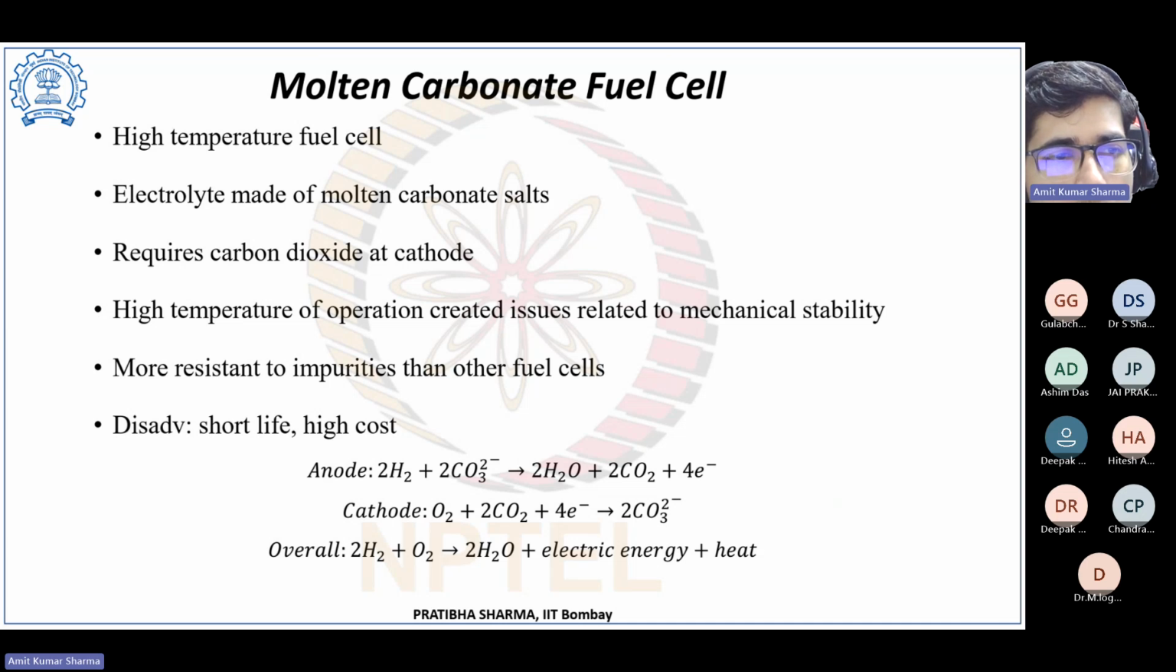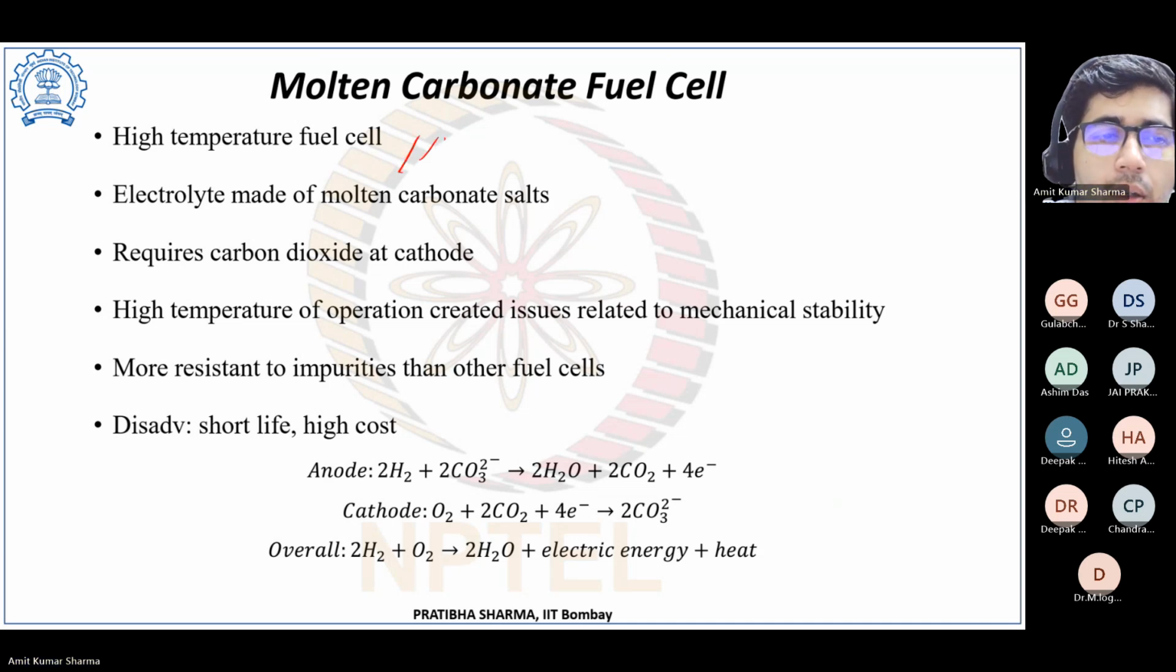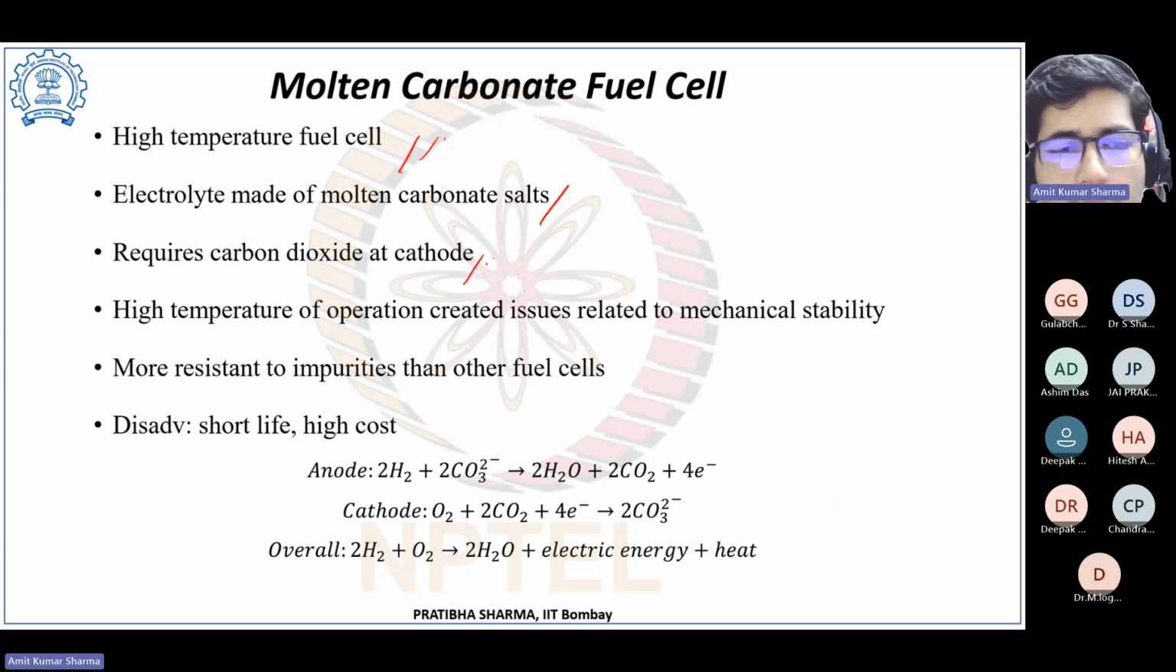Molten carbonate fuel cell, it is a high temperature fuel cell. Electrolyte made of molten carbonate salts. Here we require carbon dioxide at the cathode. High temperature of operation creates issues related to mechanical stability. More resistance to impurities than other fuel cells because it's operating at high temperature, so it can resist more impurities. The disadvantage is short life, high cost.